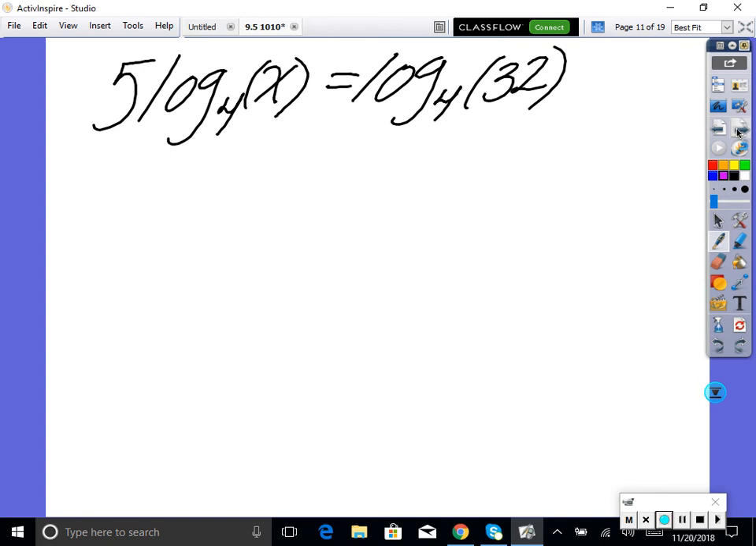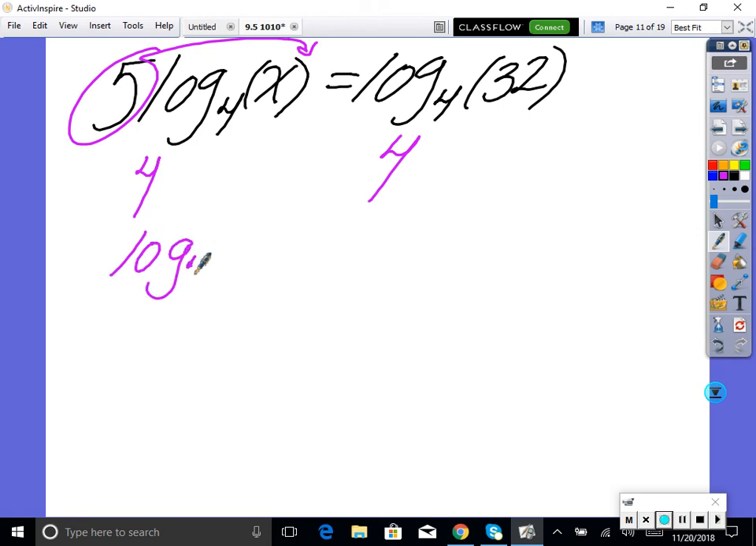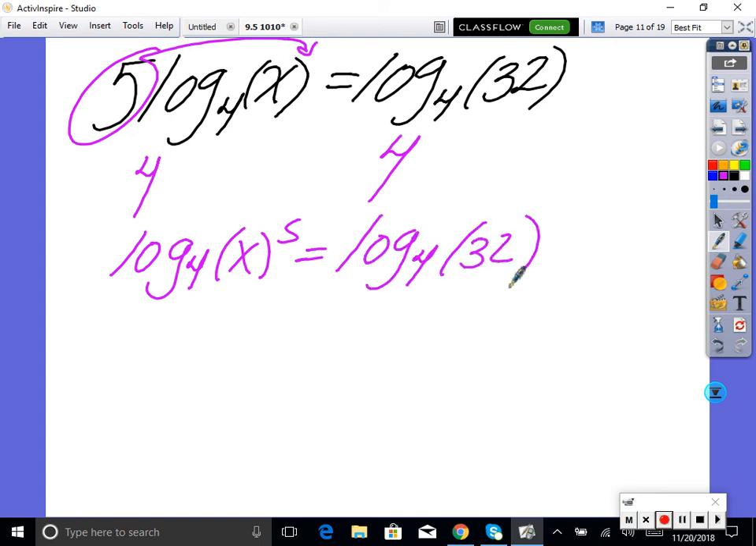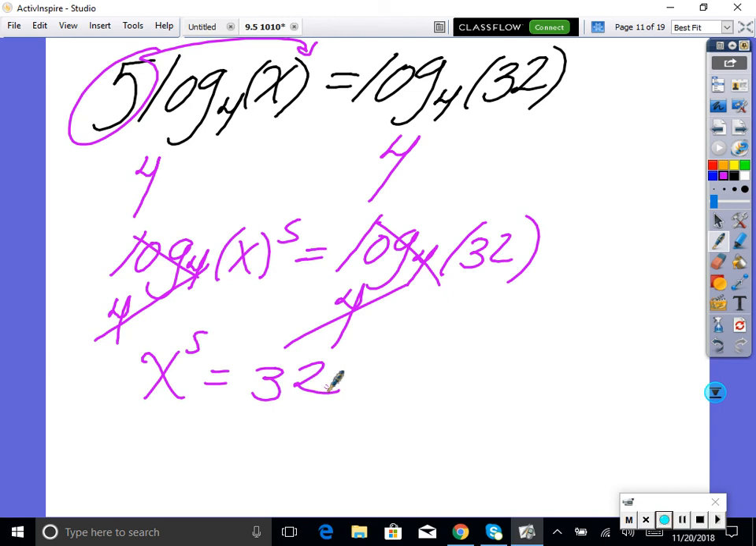All right, what can I base? Okay, this is a question for you because I see people get tricked. Can I base 4? No, because of the 5. That's like pretending the 5 is not there, and it is there. So what should I do with it? Put it as an exponent, right? So we have log base 4 of x to the 5th power equals log base 4 of 32. And now isn't it okay to base 4? That cancels out. x to the 5th equals 32. Then what?